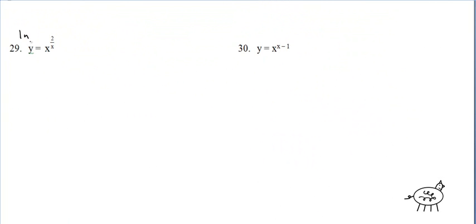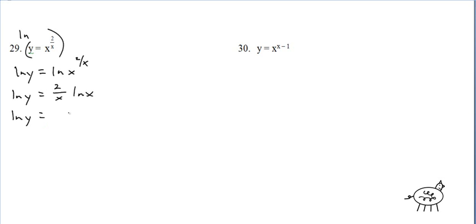I'm going to take the natural log of both sides. Now, this is actually a problem that we did before. This is a variable to a variable, raised to a variable. So you definitely take the natural log because technically you can't do it normally, right? You have to do it with natural logs. So we have natural log of y is equal to natural log of x to the 2 over x power. Of course, that's natural log of y equals 2 over x ln of x. Right, and then I can just simplify a little bit more. Ln of y is equal to 2 ln of x over x.